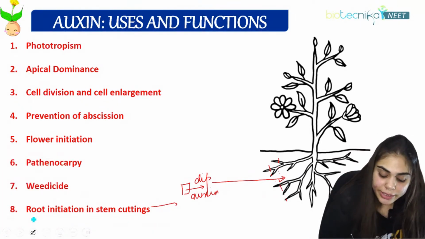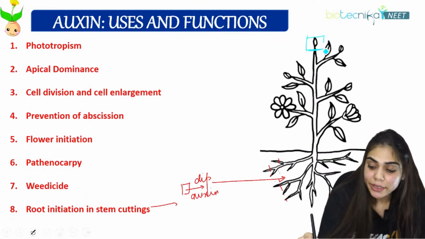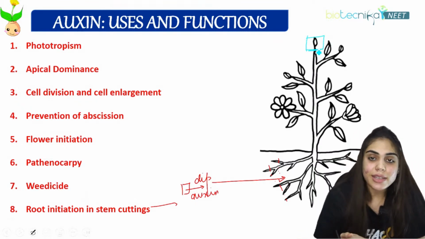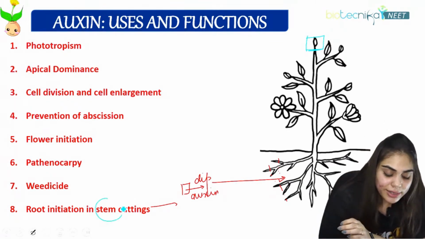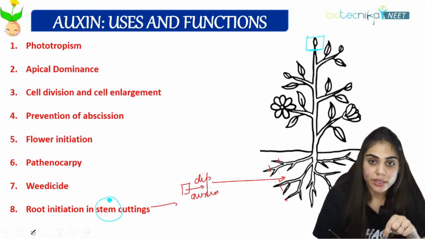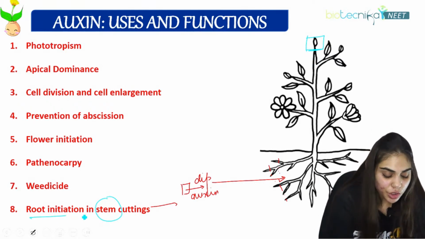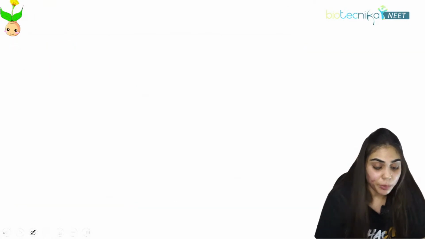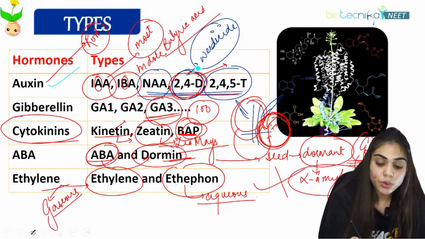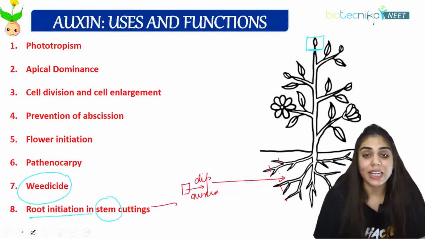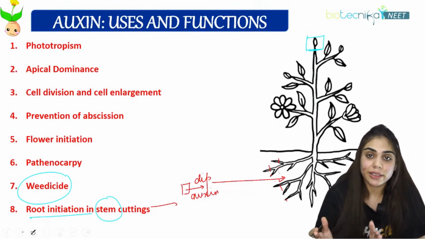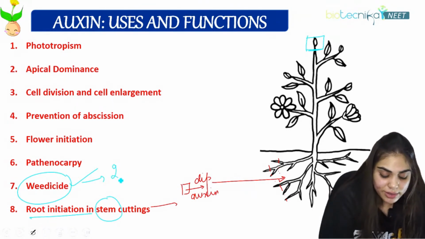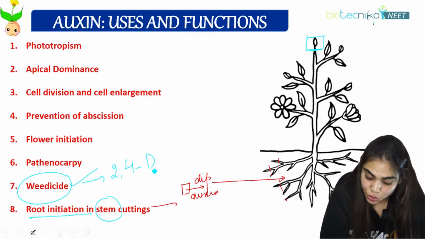Whenever you cut a part of the plant and dip it in auxin, that is in the plant growth media, it will cause the initiation of roots in all the stem cuttings that you have dipped in the auxin media. So it will initiate the formation of roots, and it also acts as a weedicide. How weedicide? Because in the previous slide I mentioned 2,4-D is used as a weedicide. It will kill all the unwanted plants that are there with the main plant. So it is acting as a weedicide. The example for this is a synthetic auxin, that is 2,4-D.